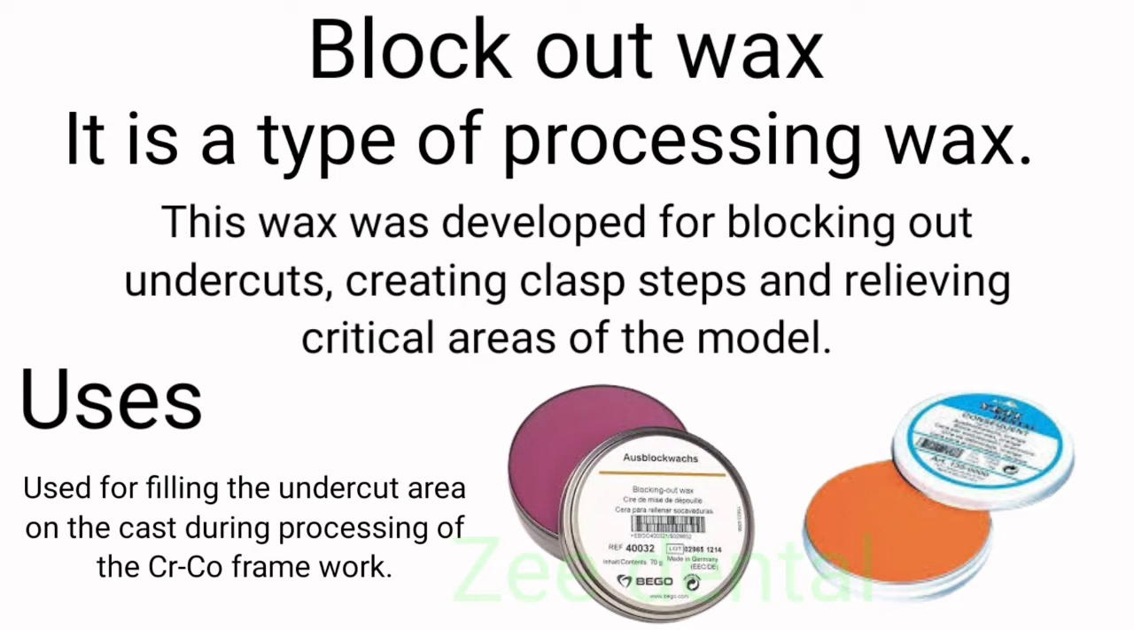Uses of block-out wax. Block-out wax is used for filling the undercut areas on the cast during processing of the cobalt chromium framework. Viewers, below the picture you can see the types of block-out wax. This wax is available in the market in different colors.